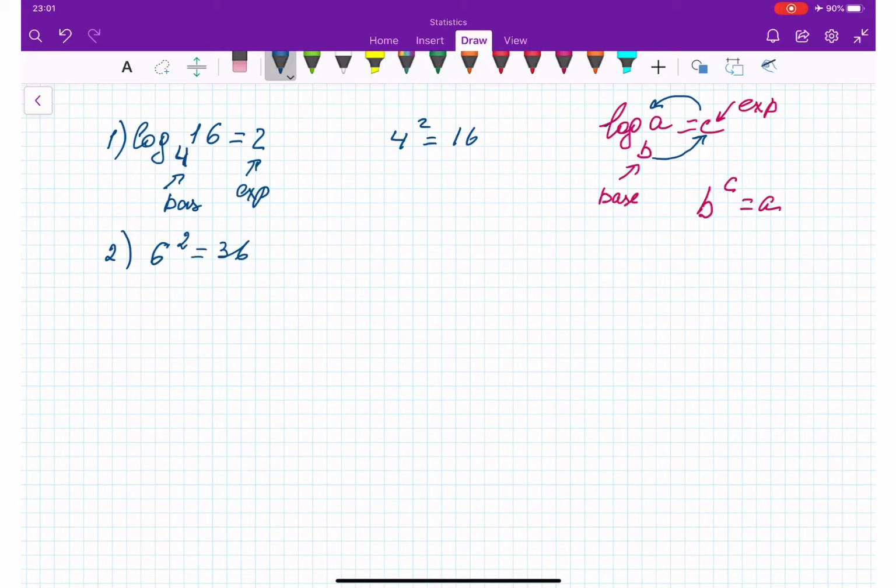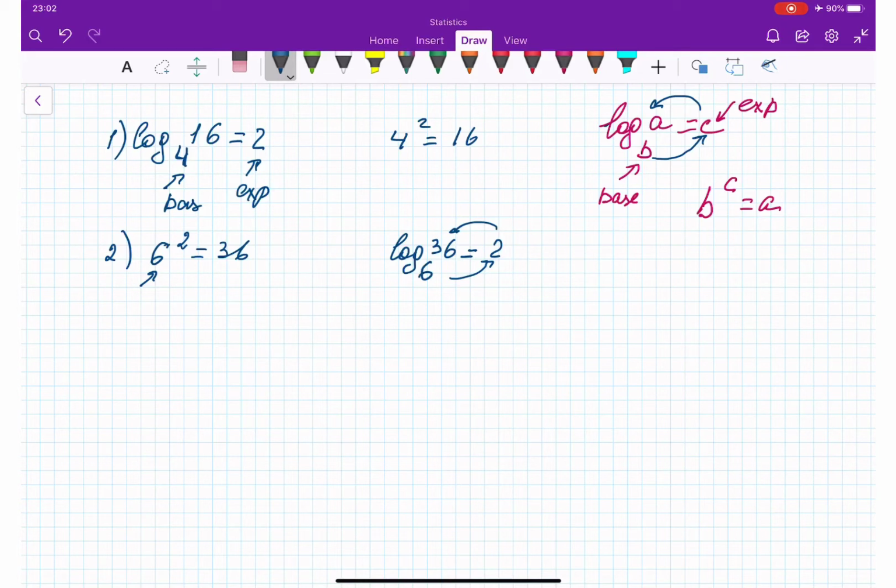Now in the format of logarithmic form, it's going to be logarithm. So this 6 is my base, right? It's coming here, 6. And the exponent is 2. 6 raised to power 2 is equal 36.